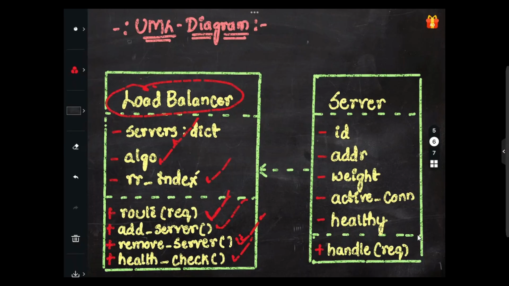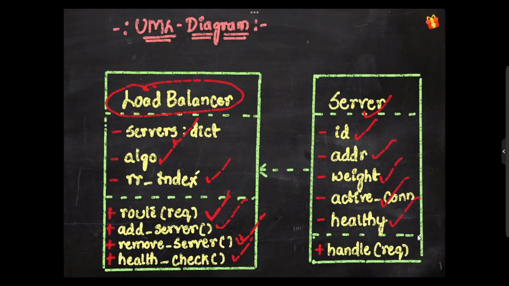We have discussed the functional as well as the non-functional requirements. Yep, so this is fine. Now let's move on with the servers, the servers dict we have considered. Under this, we will be going with ID, address, weight, active connections, and healthy, because we are going with a health check as well. Finally, we'll have the handle request method under the server. So this is fine.